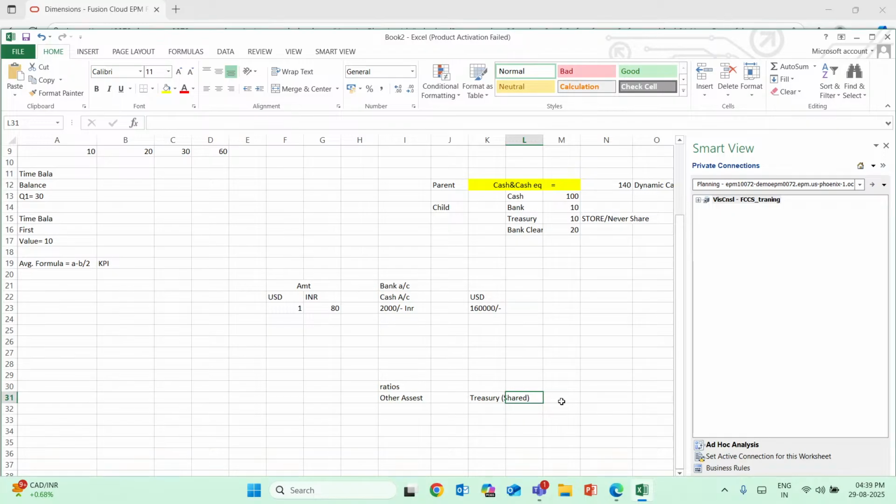So what happens with never share: if I make these base members never share members, and then use them in multiple hierarchies, they will store unique data for each hierarchy. That is the sole purpose of making them never share. Even if I'm not sharing, for example cash, I can still give this member the never share property.